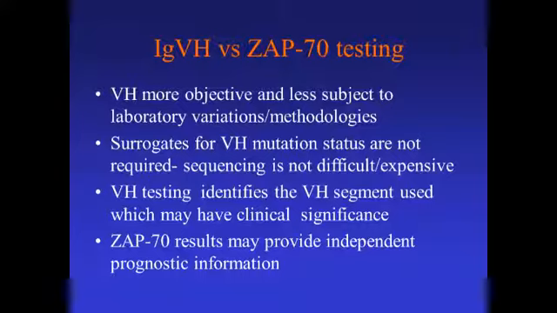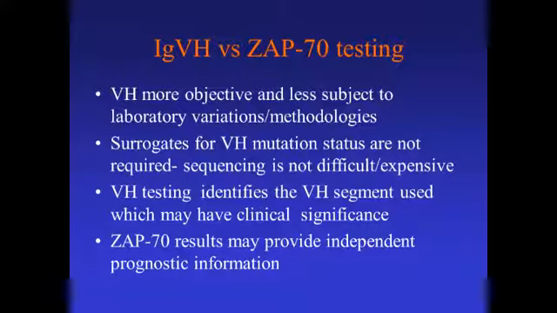Sequencing 10 years ago was a lot more difficult than it is now. It's fairly straightforward. It's not a problem. So there's no real reason not to do it. And plus, by doing the VH testing, you actually get the segment that's used that may have clinical significance, like with the V3-21 gene.